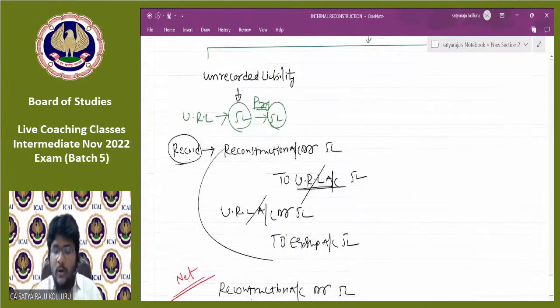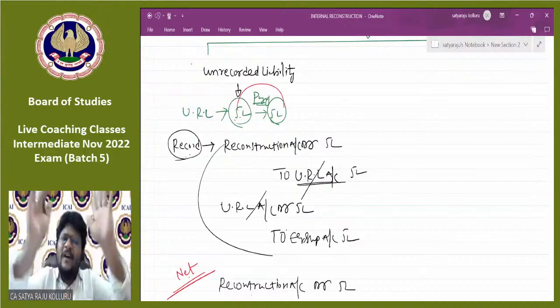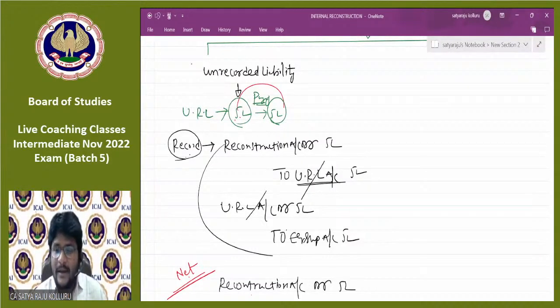Sir, you may ask one more question. Here, out of 5 lakhs, let us assume the entire 5 lakhs was paid. But generally, during the process of internal reconstruction, compromises and arrangements occur. For example, out of this 5 lakhs, the entire 5 lakhs was sacrificed. The other party clearly says that there is no need to pay a single rupee. Sir, then what is the journal entry? Then first record it. For recording, the entry is the same: reconstruction to unrecorded liability. Now the other party is sacrificing, so the entry is unrecorded liability to reconstruction account.